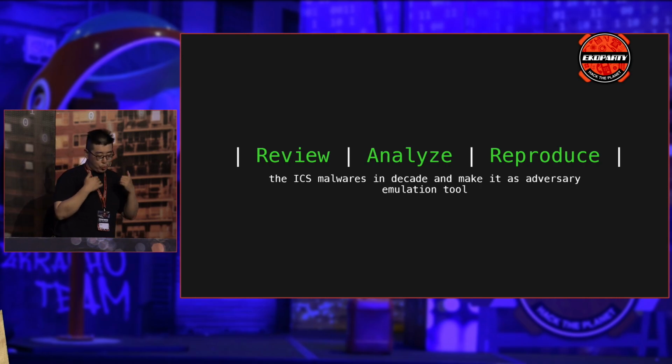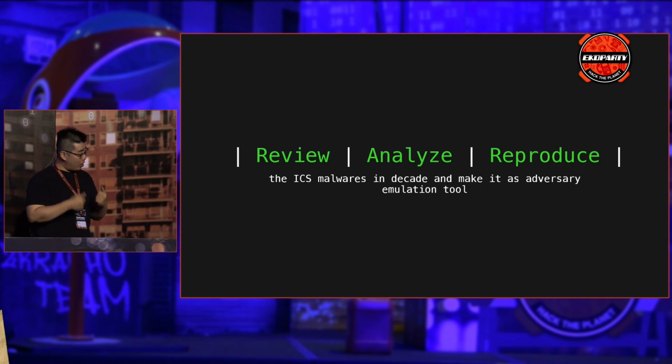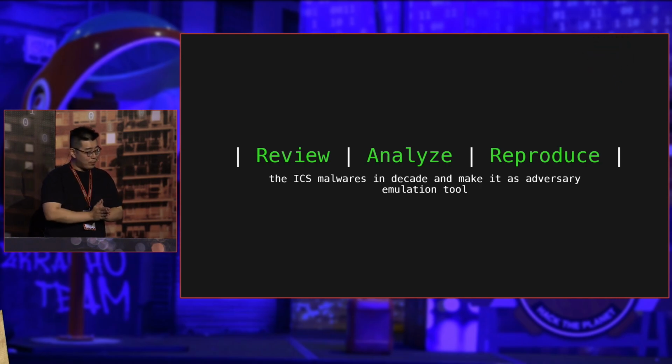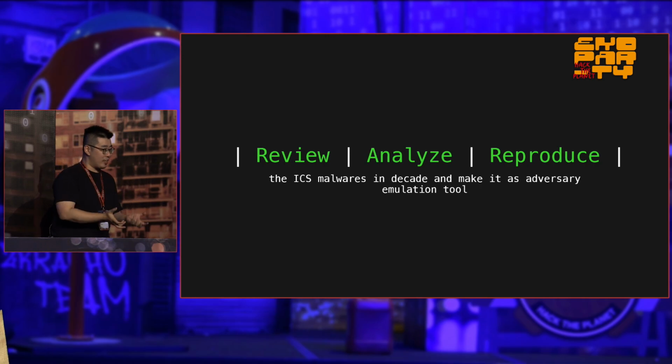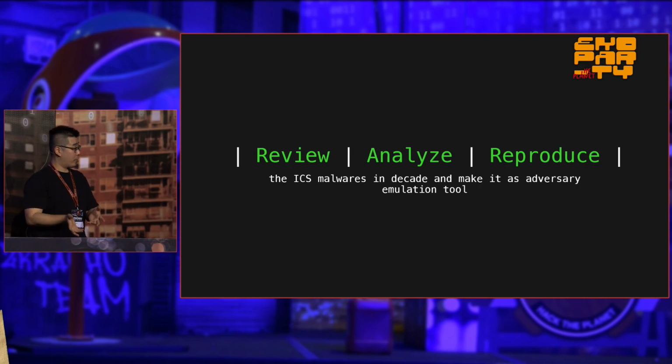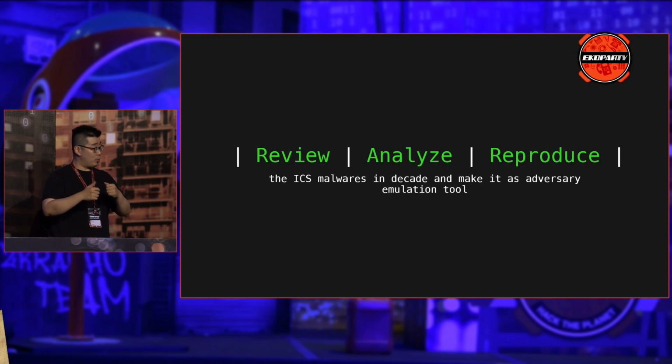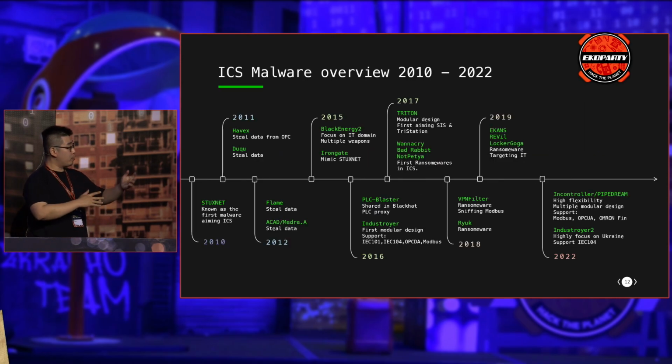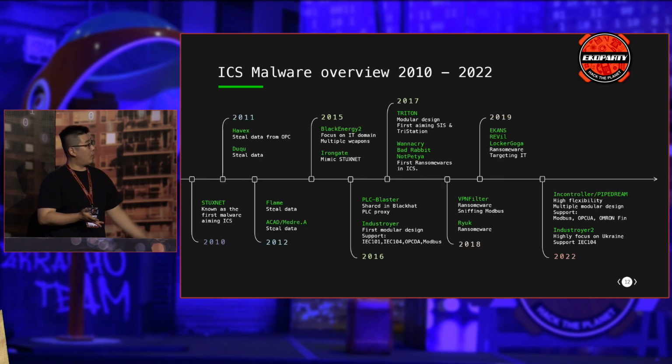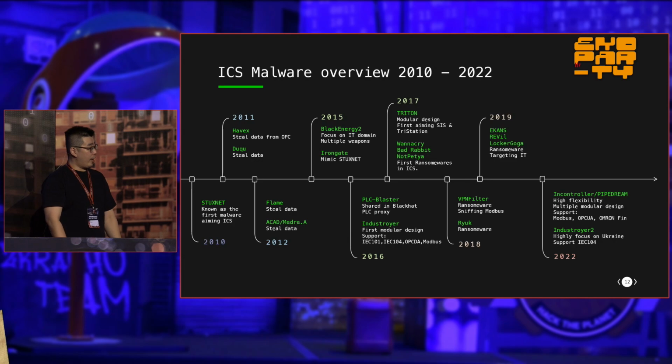So at that time, 1 year ago, we wanted to build an OT adversary emulation tool. What we had to do was get the background knowledge of what the malware is doing in your ICS network. So we tried to review, analyze, and reproduce this kind of attack. At first, we reviewed 22 ICS malwares from 2010 to 2022. Also, there are some samples which are unpublished.